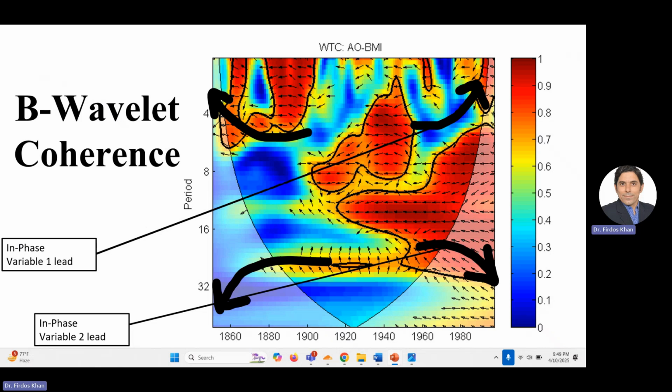So interpretation is quite important, and in some ways it was difficult, but by plotting these arrows, this makes it easy for you to interpret the output of the wavelet coherence plot.